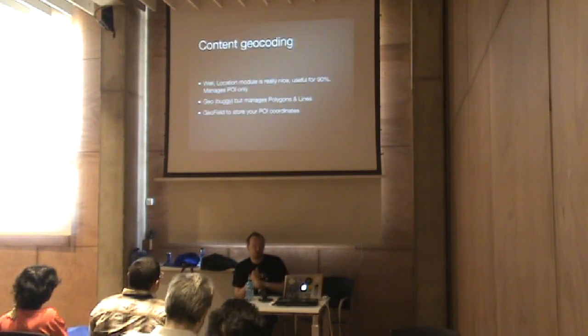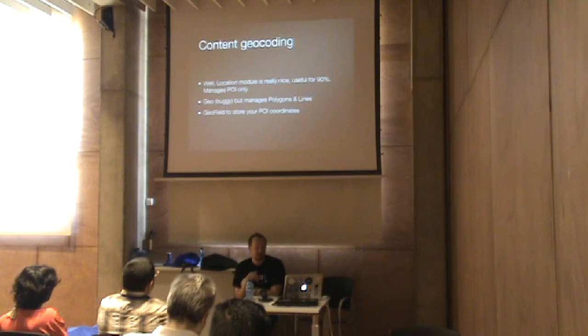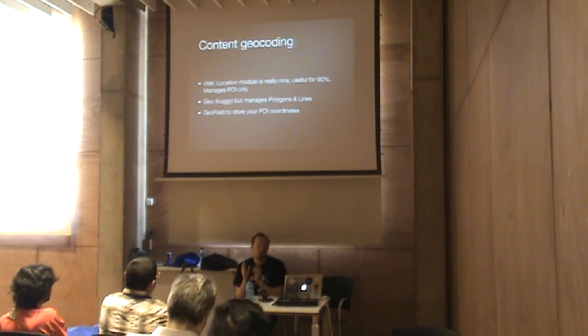So for geocoding, you have the location module, really nice and useful for 90% of cases. It manages only points of interest. You have the geo module, a little bit buggy, but you can manage polygons and lines on your maps. And finally, you can have geofield. It's kind of CCK fields.